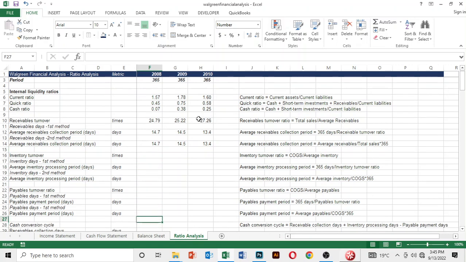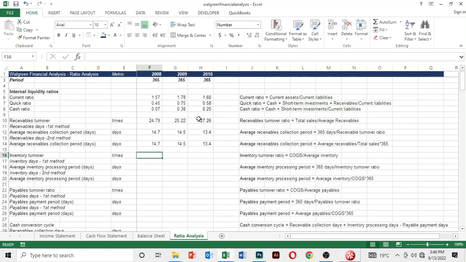So this is the average receivables collection period. The firm takes approximately 2 weeks to collect money from customers. Right, let's calculate the inventory turnover.